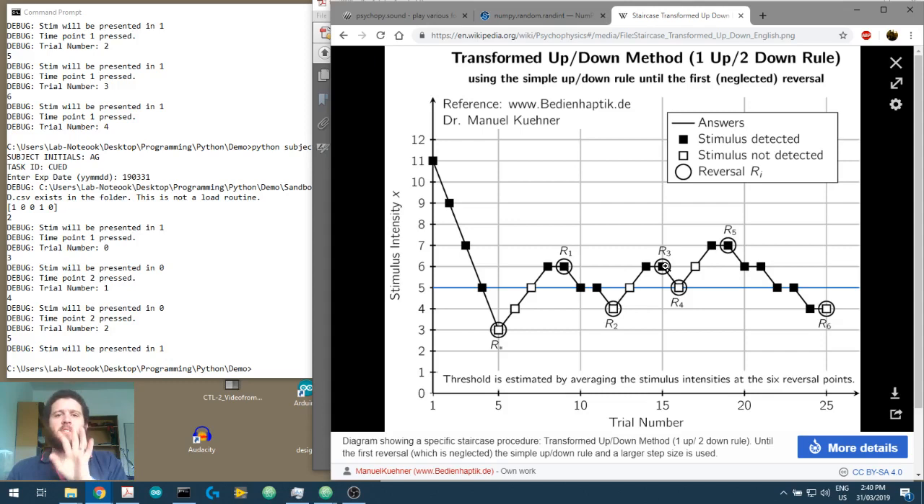All right, so I'll leave this video here. In the next video, we're going to run back into our Python program and we're going to start to put in these rules. Two AFC, step sizes, two down, one up rule.